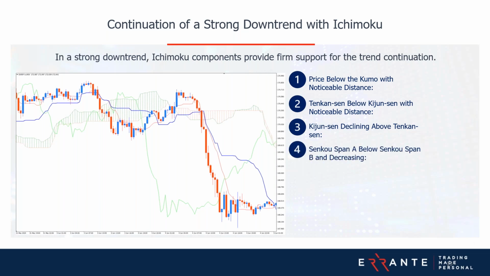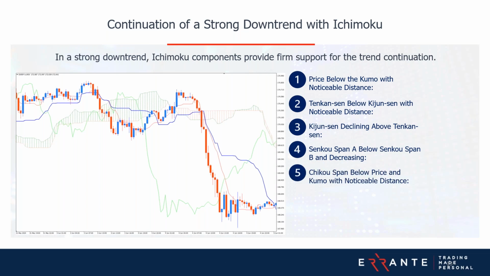And then the Senkou span A below Senkou span B. When Senkou span A is below Senkou span B and continues to decline, it confirms the bearish trend. We usually expect to see diverging Senkou spans, which means a thicker Kumo ahead. So this is another indication of an accelerating downtrend.